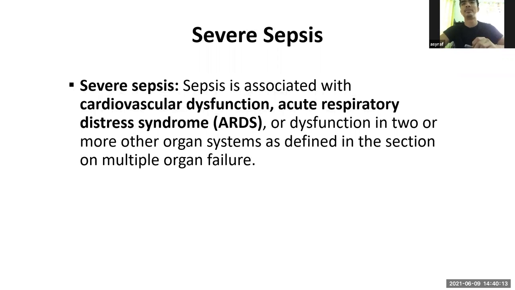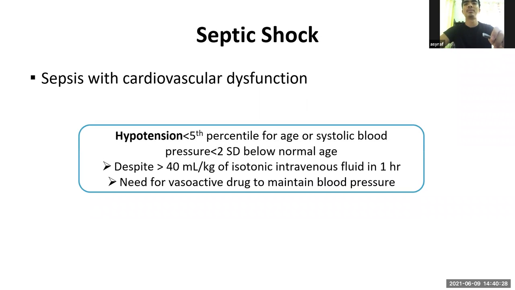Okay, next is severe sepsis. Sepsis with evidence of end organ damage, such as in the cardiovascular system, respiratory system, or other organ damage. Septic shock is defined as when there is evidence of hypotension despite giving normal saline or 40 ml per kg of isotonic fluid. The patient still has hypotension, therefore we need to give a vasoactive drug to maintain the blood pressure. So these are the definitions.